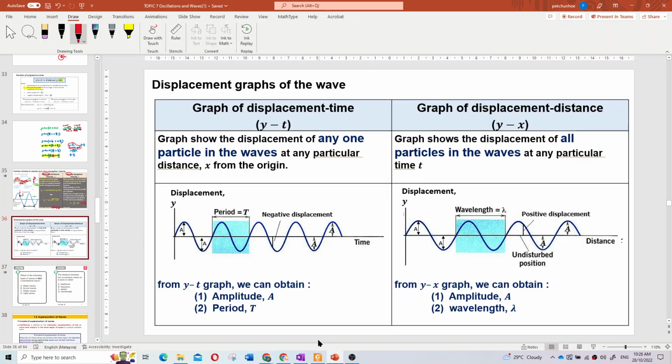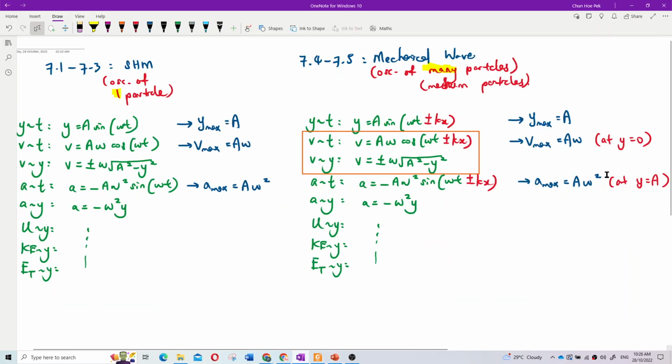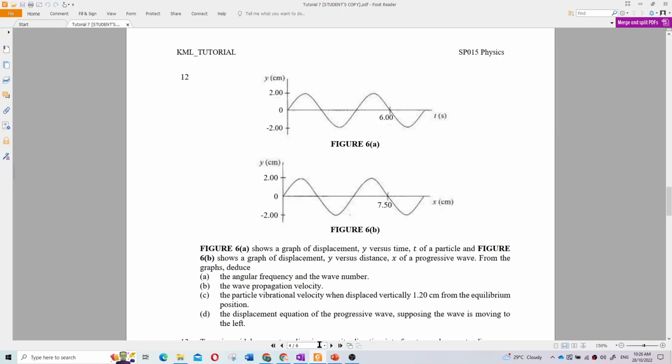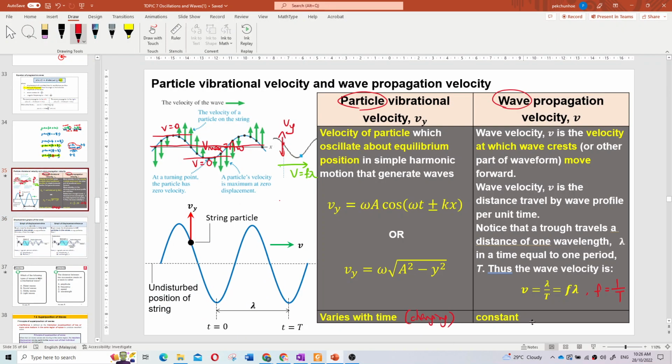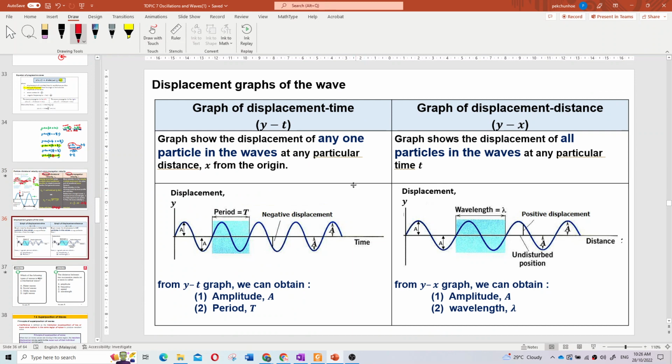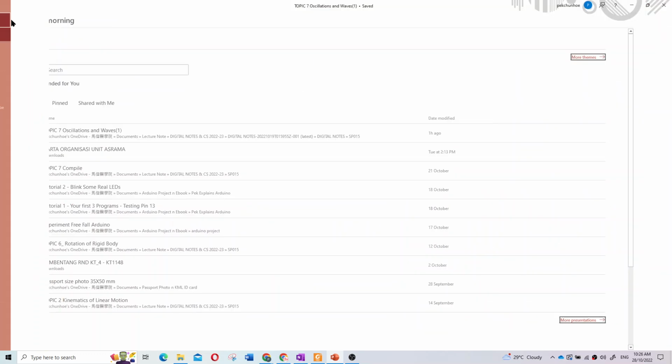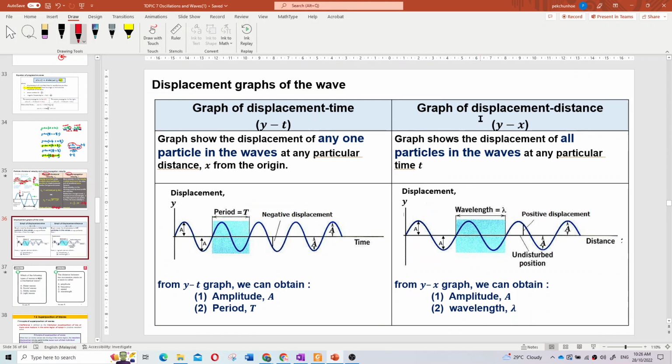Now next, displacement graphs of the wave. What does it mean? Why do we have two graphs here? One is the displacement distance graph, one is the displacement time graph. What's the difference? Okay, look at displacement distance first.